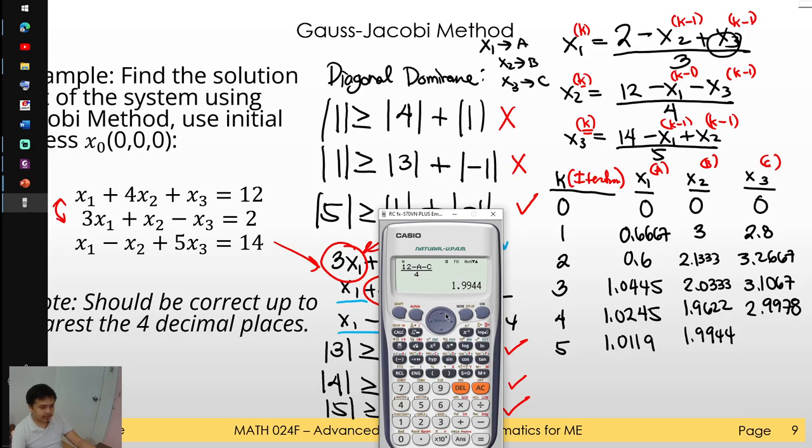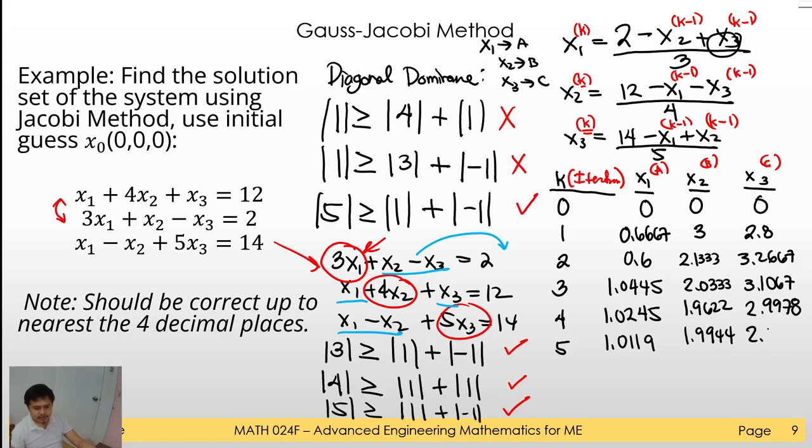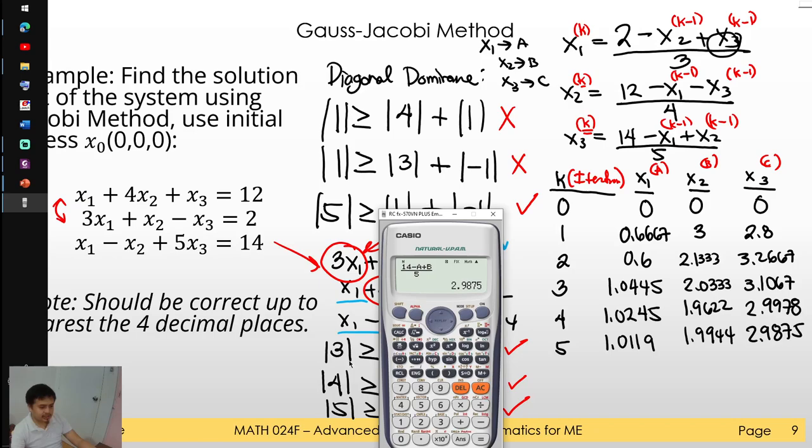Okay, let's try the 14. So 14, calc. A is 1.0245, B is 1.9622. So the new iteration is 2.9875. As you can see, it is painfully slow to do this. But as you can see, we are approaching a value. Ayan, actually, it is rather correct, you know? Okay, for the next one, we will use again the 2. So for the 6th iteration, asking for B, 1.9944. C here is 2.9875. So 0.9977.